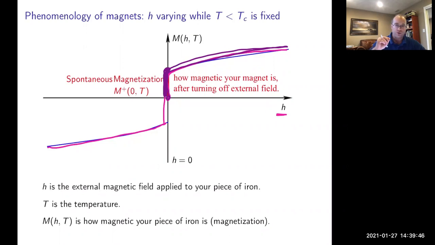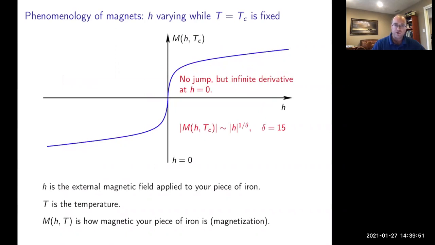Suppose you increase the temperature right up to the critical temperature. Suddenly your magnetization no longer has a jump. Instead, it's continuous, still with the same kind of odd function behavior. It has an infinite derivative. The derivative blows up at 0, but it's continuous. And this is a very particular thing. There's no jump, but it's still a phase transition because the observable quantity, the magnetization, is not analytic at H equals 0. And what's really funny is it's not like a square root singularity, at least for the magnets that we see in real life.